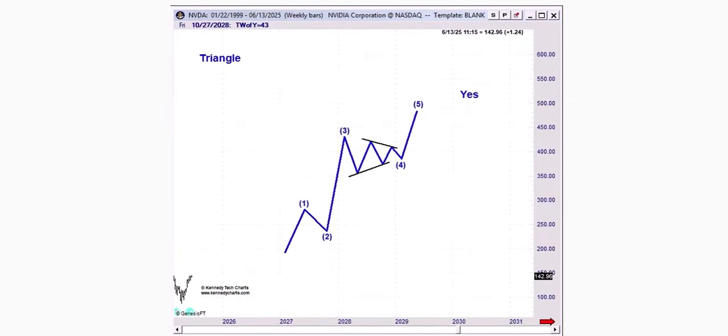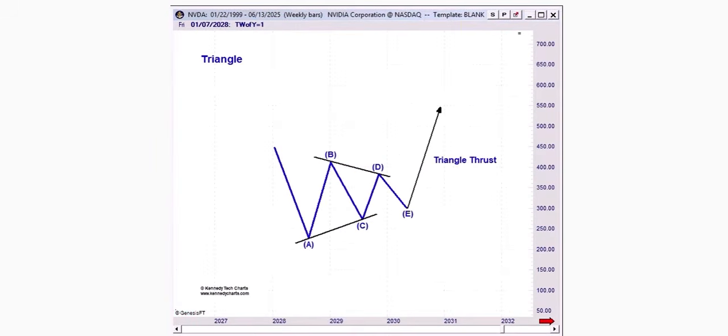Another thing that I think is very valuable about understanding triangles is that triangles always precede the final move of a sequence, which is why you find a triangle in the fourth wave position of an impulse wave, as wave B of, say, for example, a zigzag, or perhaps wave X. Whenever you see a triangle take shape, it's telling you that, hey, the party is almost over. It's not over yet, but it is almost over.